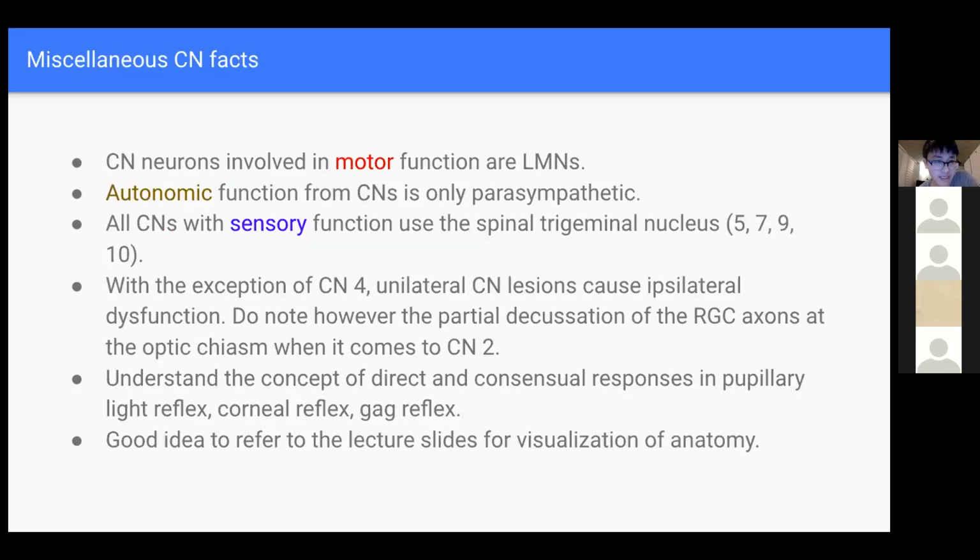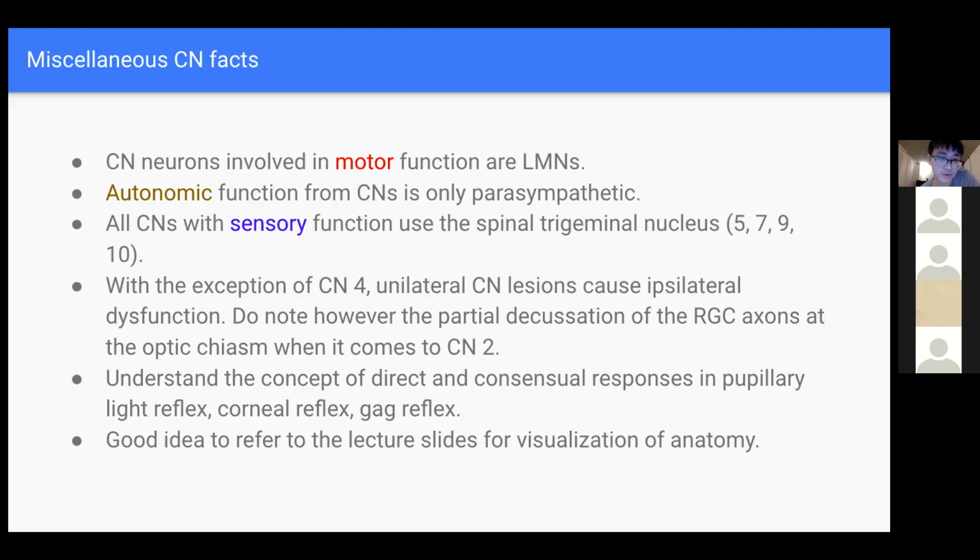So a couple of random facts to end this part of the review. Cranial nerve neurons involved in motor function obviously are all lower motor neurons, so you would look for lower motor neuron findings. This one I said already, but all the autonomic function from cranial nerves is parasympathetic. There's no sympathetic cranial nerve stuff.